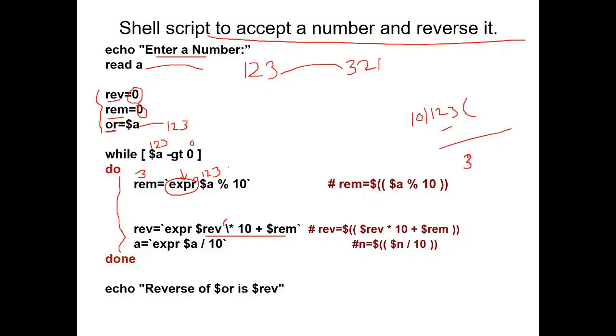In shell scripting, multiplication is written with a star. So this is reverse times 10 plus remainder, and that will be stored here. Then the original number, divided by 10, the quotient, whatever answer you got, like 12, will be stored in this A. This goes on repeating until the condition is false. When the condition is false, your reverse number will be stored in reverse, and your original number will be displayed. This is the original number and this is your reverse number.